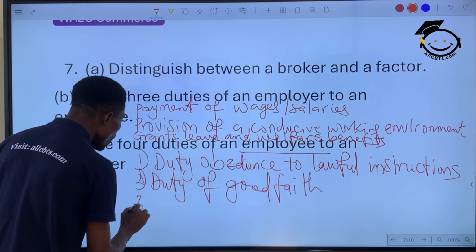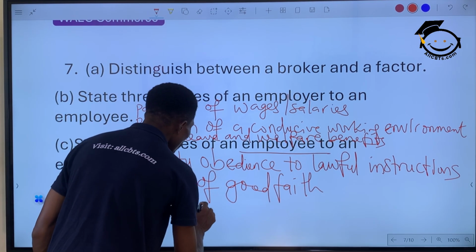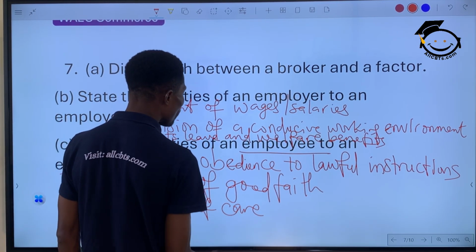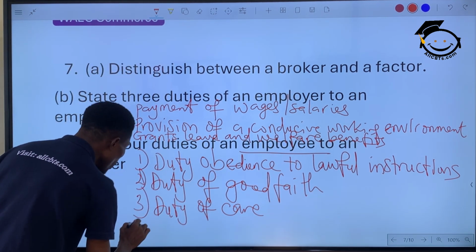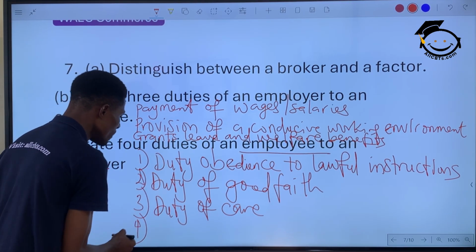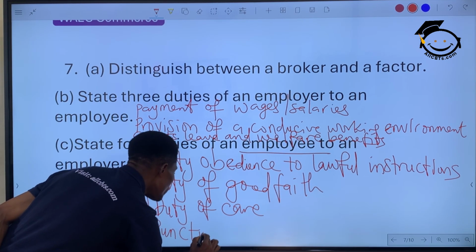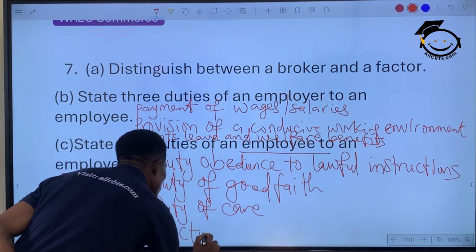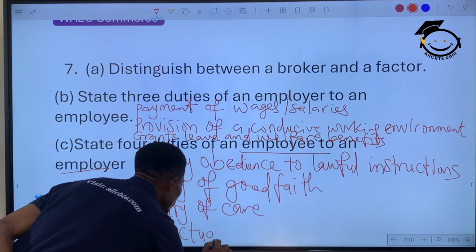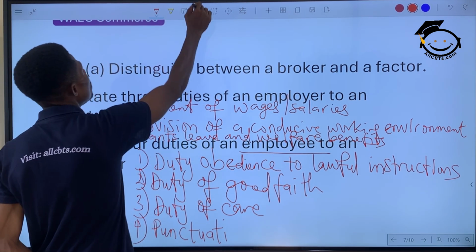The third one is what we call duty of care. Duty of care means that the employee must take good care of the properties of the employer. And the fourth one, we're taking just 4 duties, is punctuality.